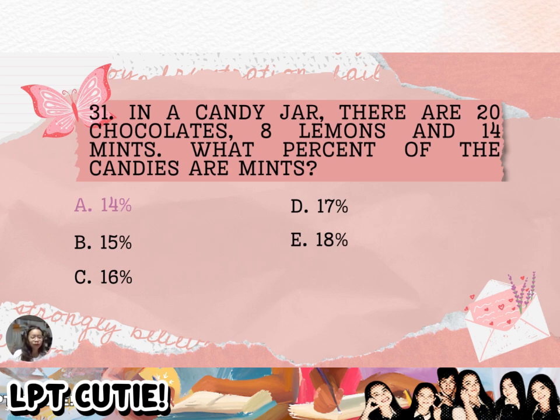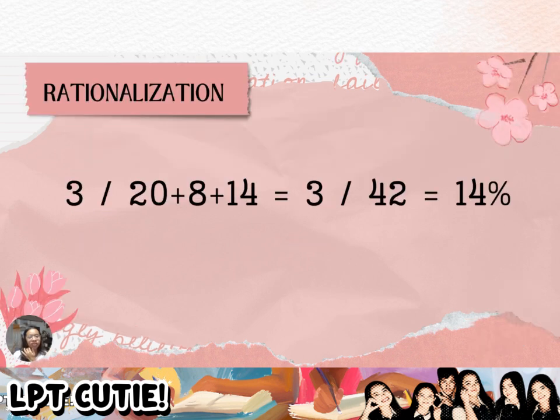So how did we get 14%? We simply divide 3 all over 20 plus 8 plus 14, which will be equal to 3 over 42, and convert it to percent, and we will now get 14%. So this is easy if you have your calculators with you, and I hope you know how to use your calculators.